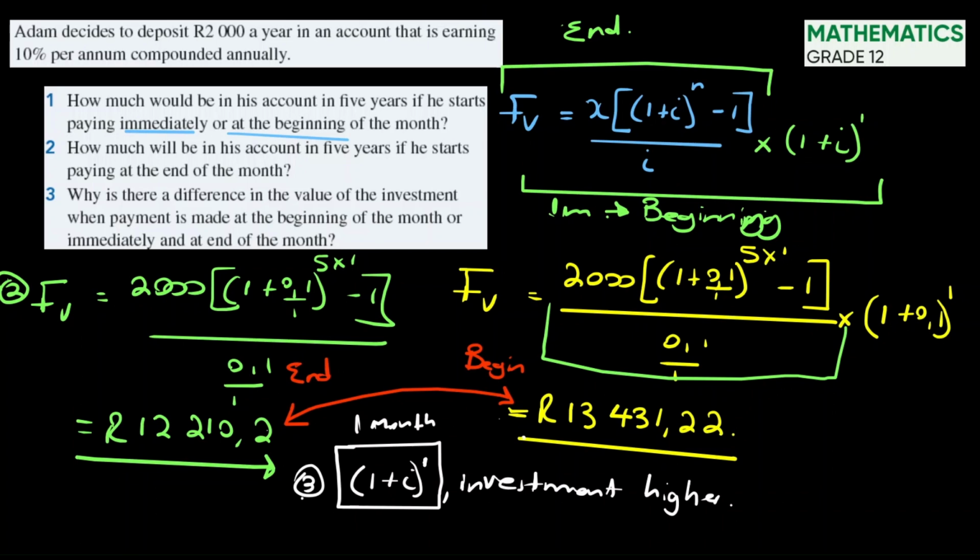And it's important that you understand the formula that we derived together. The future value, you multiply it by (1 + i) when the payment is made immediately. And the standard future value formula is used when payments are made at the end of the month.